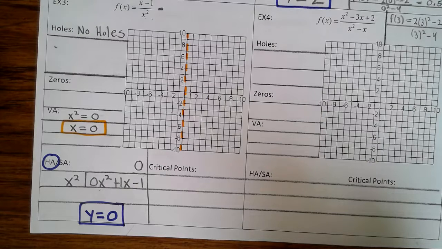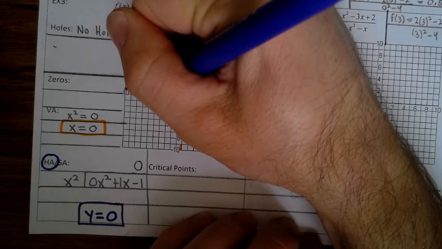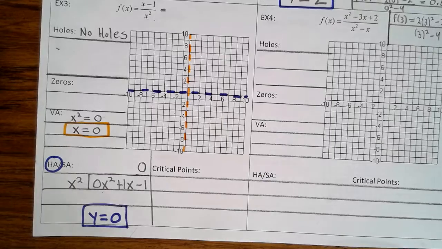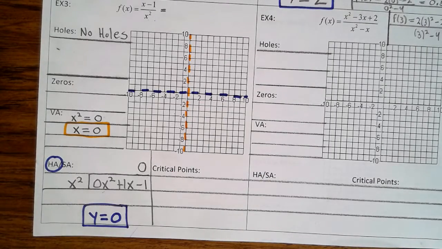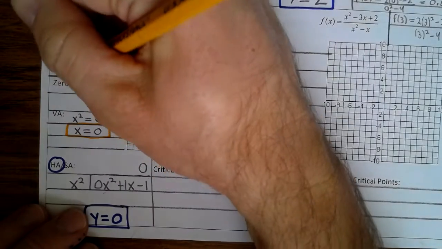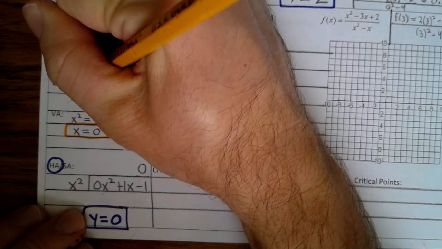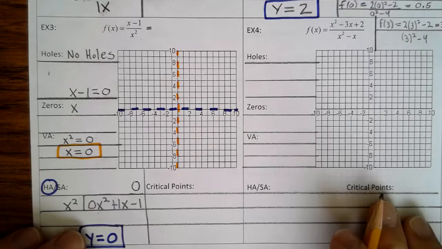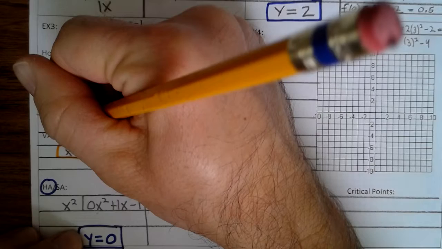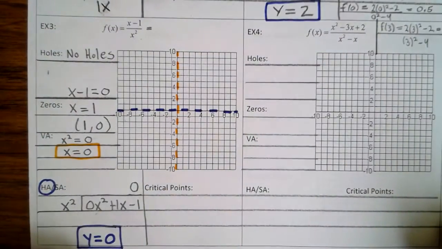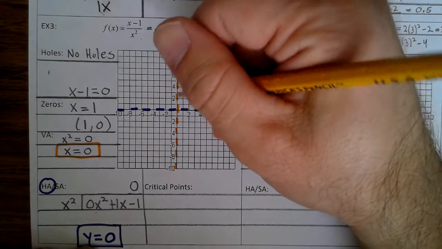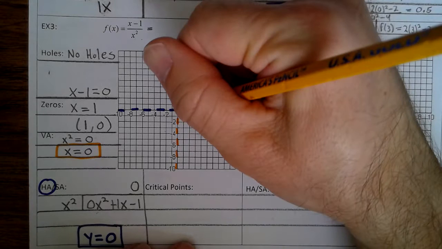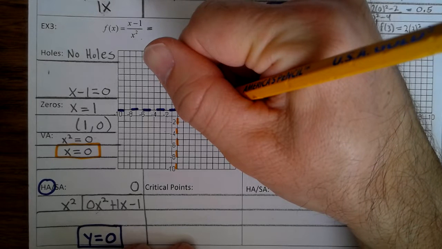Okay. Now the next step is we're going to find the x-intercepts by setting the numerator equal to 0. So x minus 1 equal to 0. So x equals 1, so you have an x-intercept at (1, 0). Now this is a rare occasion in that normally points can't lie on the asymptote, but in this case it did.